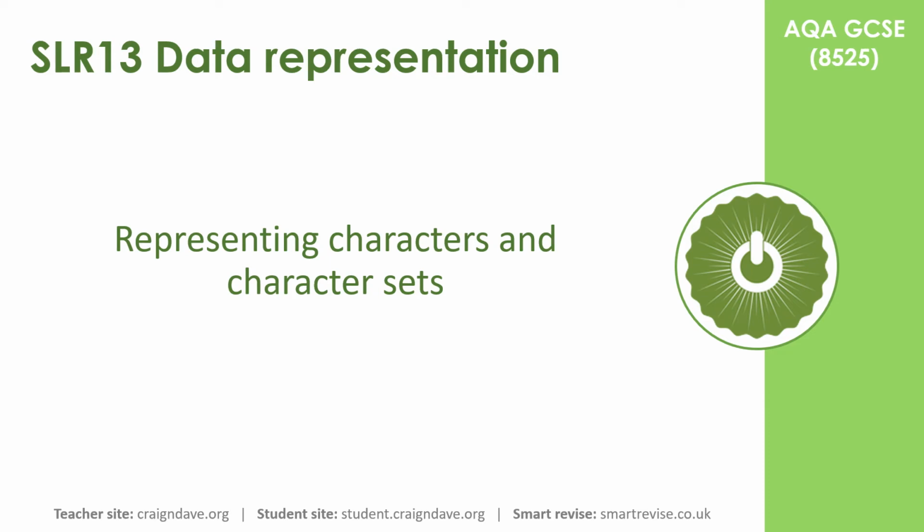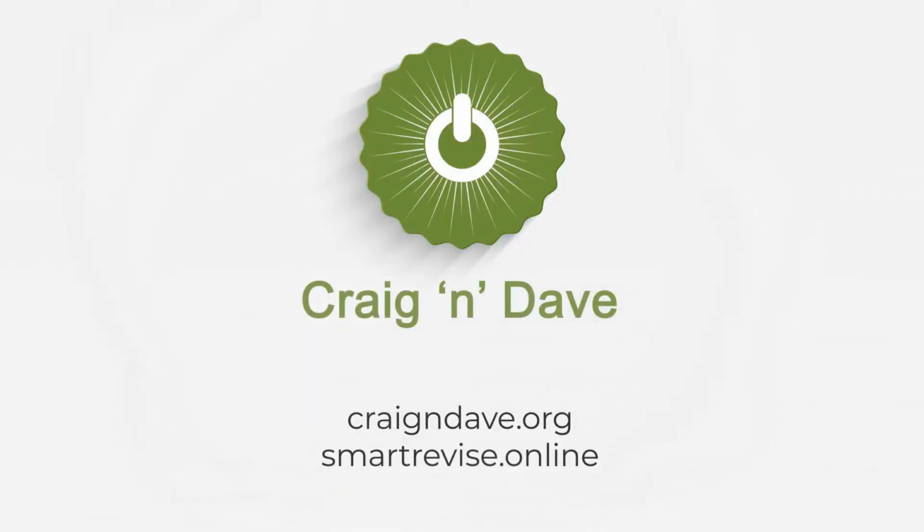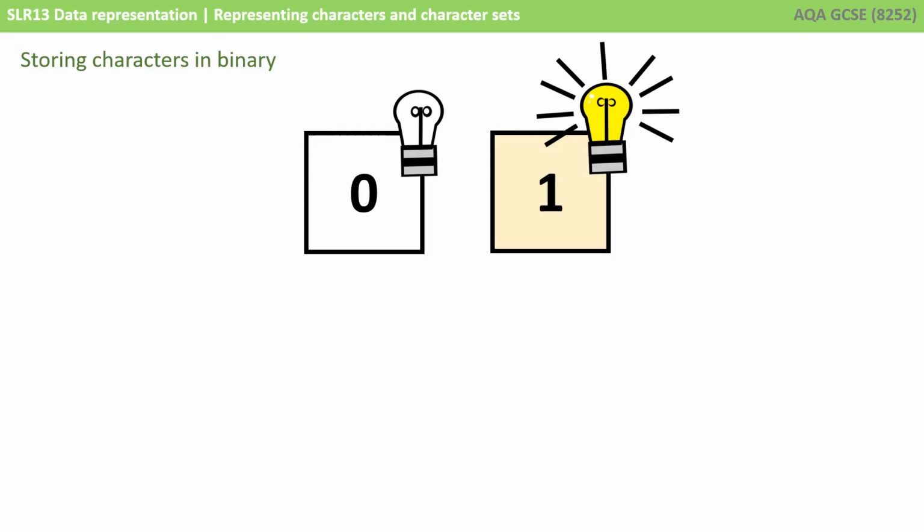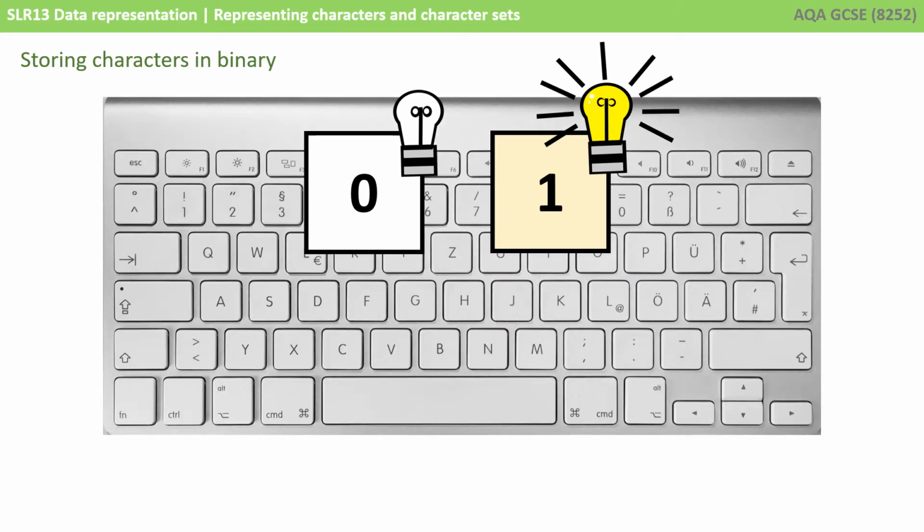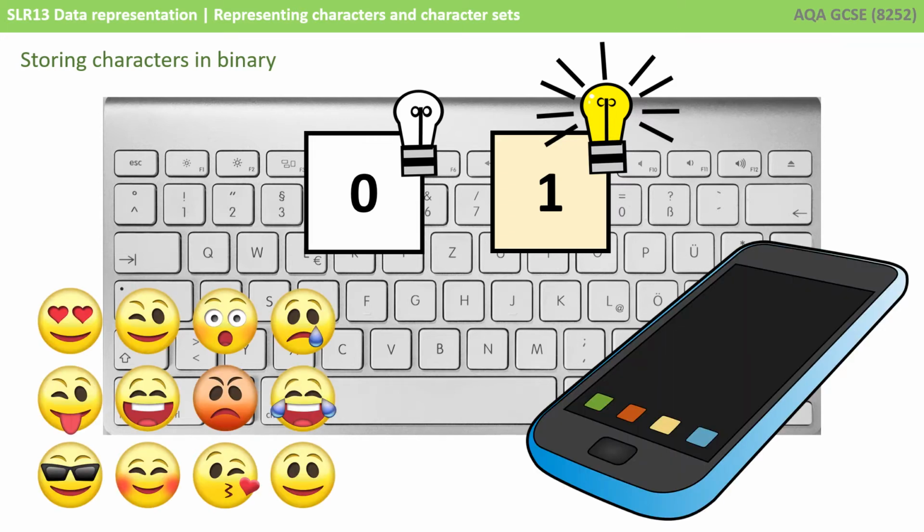In this video, we take a look at how computers represent characters and we explore the concept of character sets. We already understand that everything stored in a computer system is stored in binary, those zeros and ones that represent just two states. This means that all data, including the characters you type on the keyboard and the emojis you send in text messages, must all have their own binary codes.